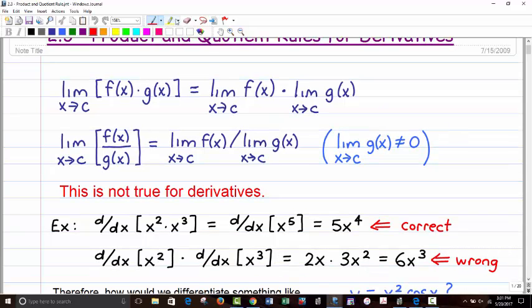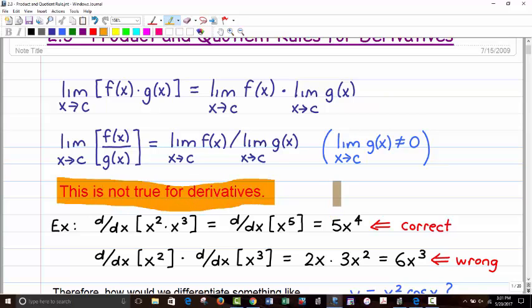However, this is very, very important right here. I cannot stress this enough. That property is not true. Either of those properties are not true for derivatives. We're going to see that the derivative of a product will not be the product of the derivatives. It would be nice if it were true, make things easier, but since it's not true, we have to deal with what is true.